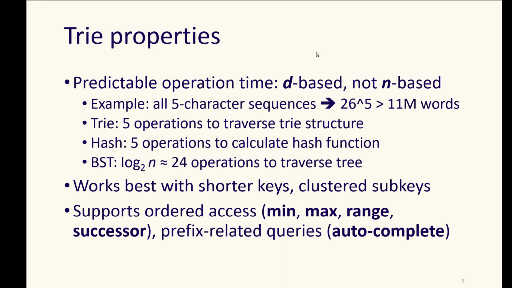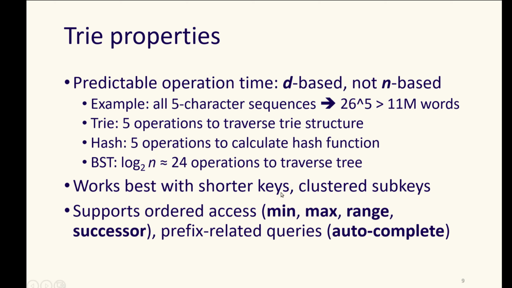It allows us to do ordered access, finding the minimum, the maximum, ranges of things, successors. I'll show you an example of that in a moment. It's particularly good for prefix-related queries, like doing autocomplete on a phone or when someone's typing. If you typed the SH, you would be able to look at all of the keys in that subtree under SH and find that she or shells are 2 possible valid completions of that key.